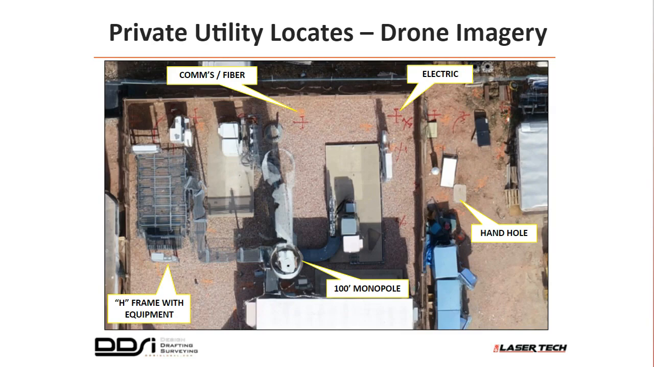So what we're looking at here is some of the utility locates, and it's a close-up of the lease area from some of our high-resolution drone imagery. Contained within this site is a variety of equipment that all needs to be captured by our field crews, including any existing concrete pads and structures, the H-frames that hold the wireless provider's specific equipment, of course the tower itself, and any handholds, where the fiber cable splices can be accessed.